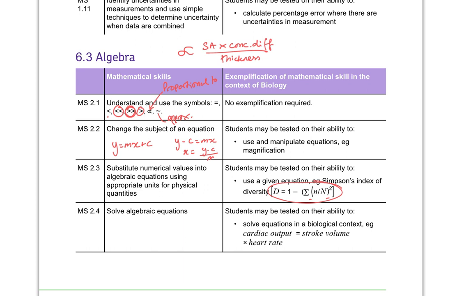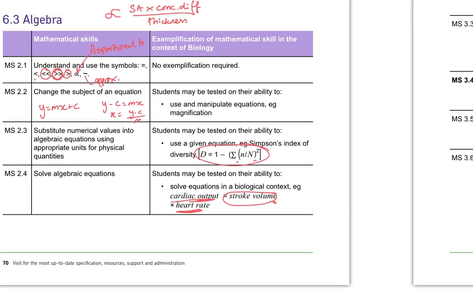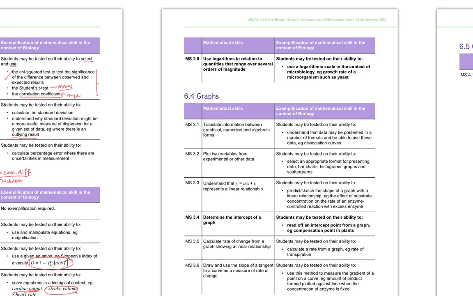Solve algebraic equations. They will give you, cardiac output equals, and often they give you the stroke volume, or that's from a graph, and you have to work out the heart rate from a graph. So you have to work out heart rate and stroke volume to then come up with the cardiac output. That shouldn't be that tricky.